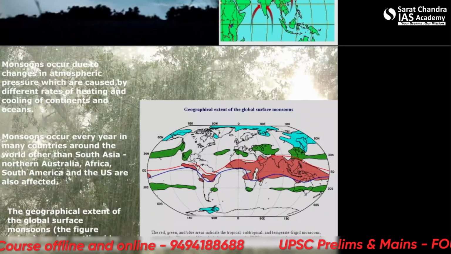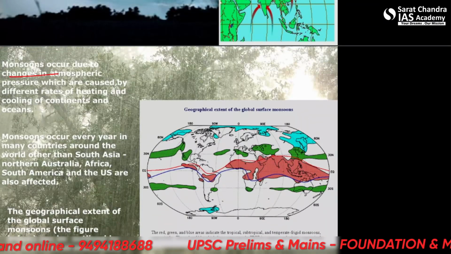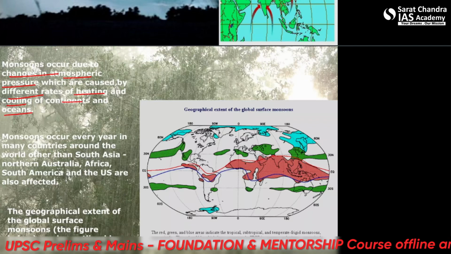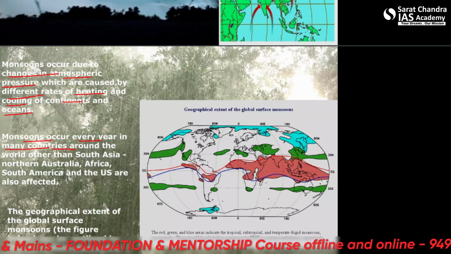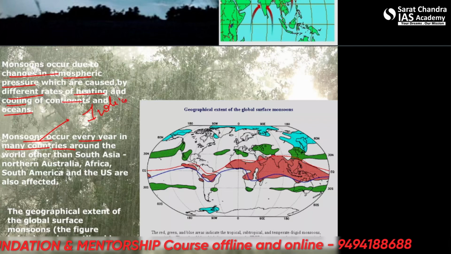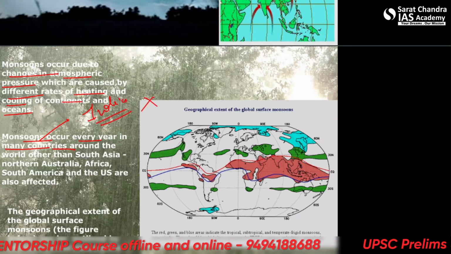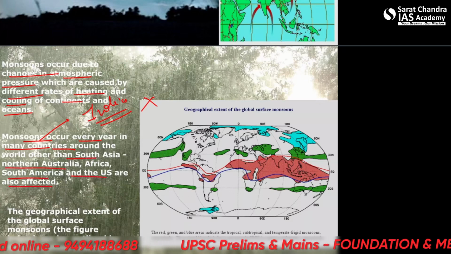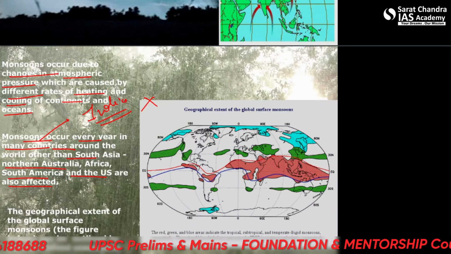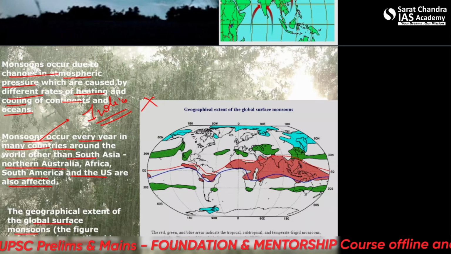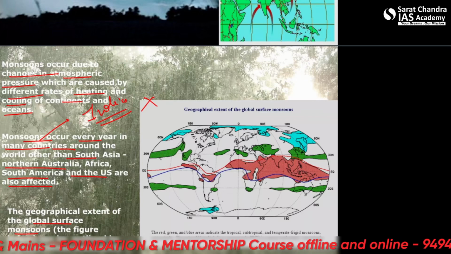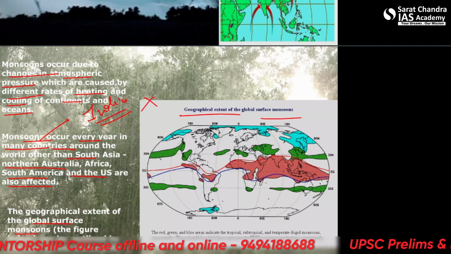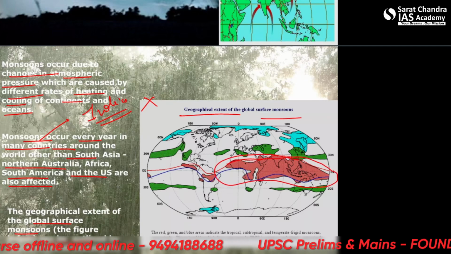So monsoons occur during changes in atmospheric pressure, which are caused by different rates of heating and cooling of continents and oceans. And monsoons occur every year in many countries. Not only India. Some people have this misconception that India is the only country to have monsoon season. Around the world, other than South Asia, Northeast Australia, Africa, South America and the US are also affected. The geographical extent of the global surface monsoons can be outlined by the normalized seasonality. So this is the geographical extent of the global surface monsoon, and these are the places in which monsoon is generally observed.